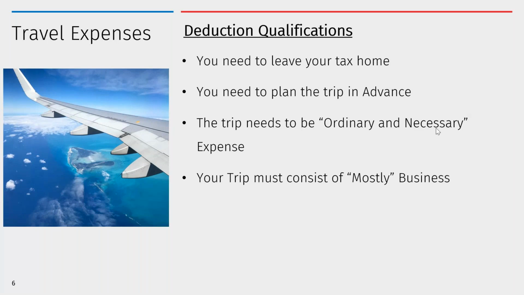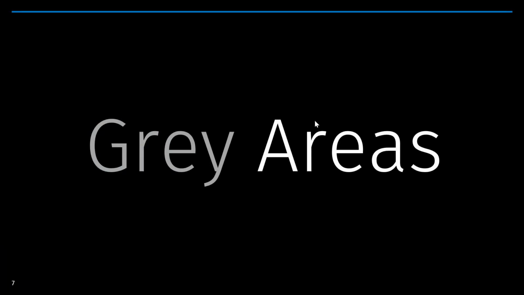And really, the last point on the screen is the trip must consist of mostly business. And I think the key word to know here is mostly. Let's go ahead and talk about what I mean by this. So what I've prepared is a slide that says gray areas, as you're going to see. It's not always abundantly clear what mostly business means.